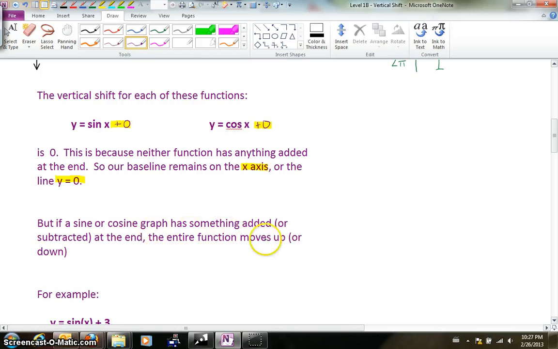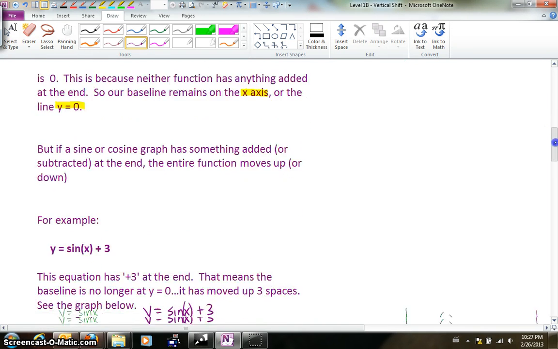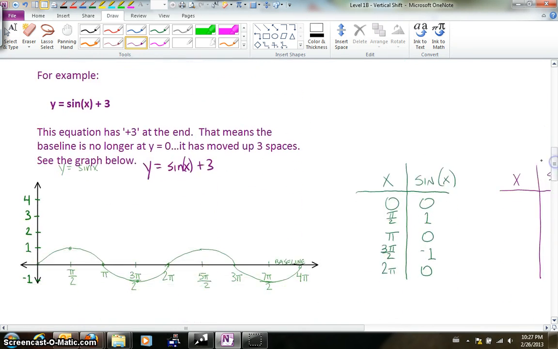But if we do have something added or subtracted at the end, the entire function will move up, or if it's subtracted, the function will move down. For example, we have a sine function where y equals sine of x, and notice that the parentheses are closed. If the parentheses hadn't been closed, we'd have a different story, but they are closed, and then we add 3. This plus 3 at the end is going to move the entire function up 3 spaces.